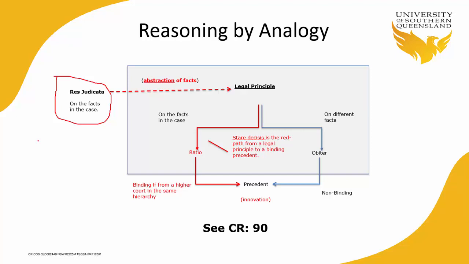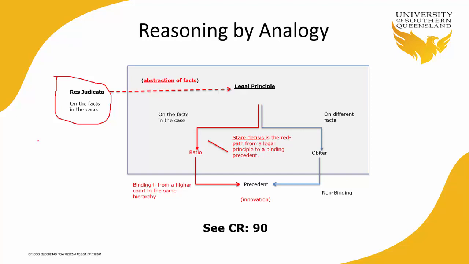That res judicata is not really part of the reasoning by analogy or the doctrine of precedent. It's still outside what we do in order for us to use precedent, but of course it's the basis and the starting point. Without a res judicata, you cannot start formulating an analogy. Once you have the res judicata, you can then proceed to abstract from these facts. So what does that mean?